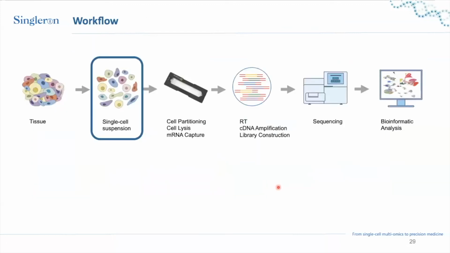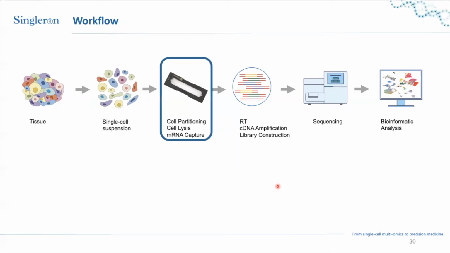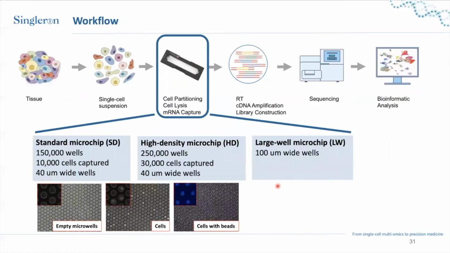So the second step is single cell suspension. And here, as I said, if you get your cells from the tissue by the methods that I described earlier, it shouldn't be a problem. Then the next step is partitioning those cells into the microfluidic chip. For that, we have different options. We have a standard chip, which contains 150,000 wells that can capture up to 10,000 cells. If it's not enough for you, there is also a high density option, which contains 250,000 wells that can capture up to 30,000 cells.